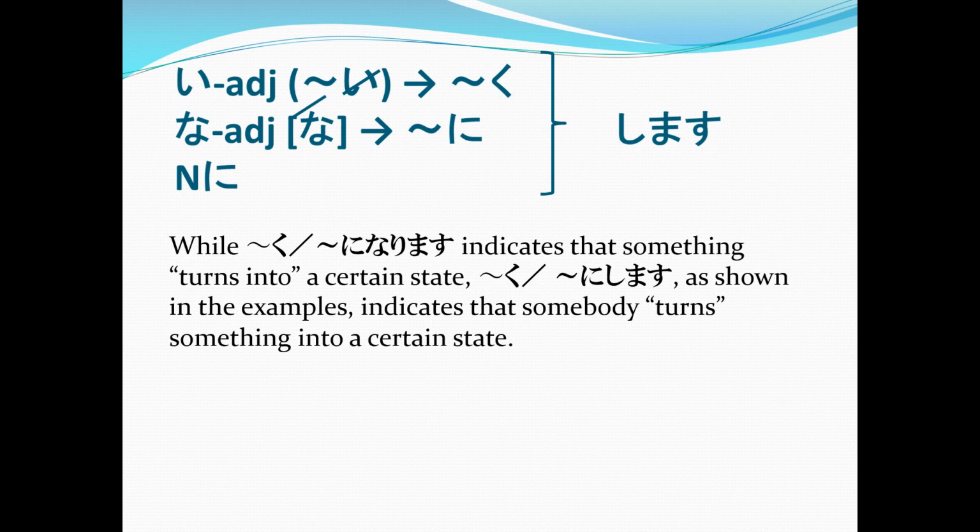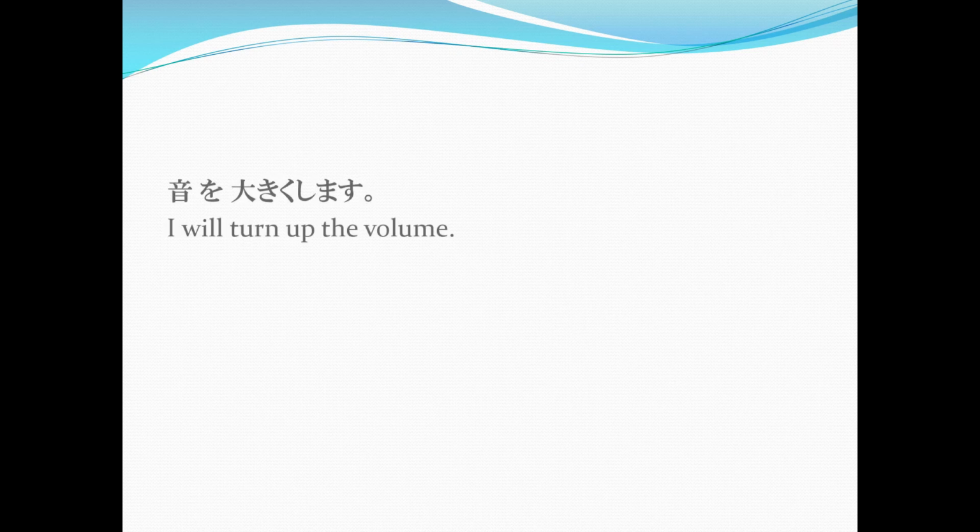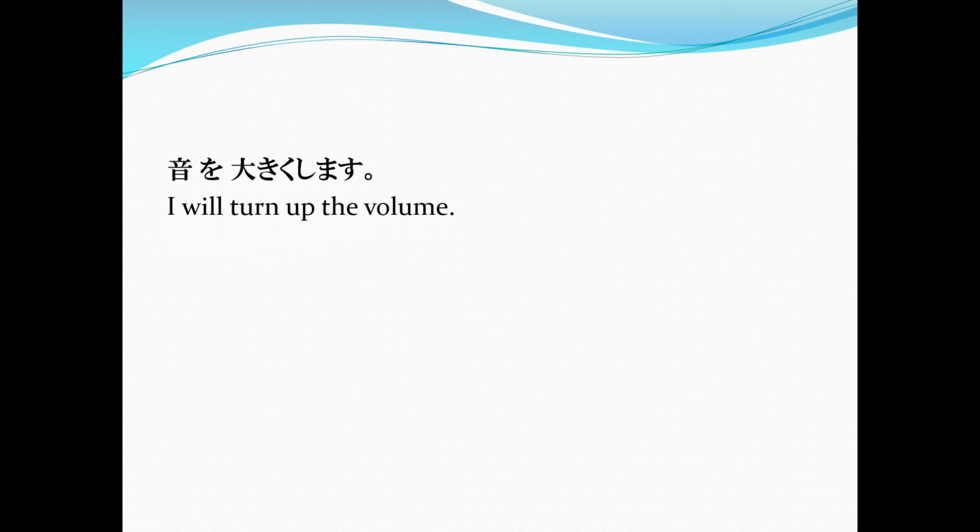So don't confuse this with lesson 19, okay? The ku or ni narimasu means something turned into a certain state. With ku ni shimasu, somebody turns something into a certain state. 覚えてね。Example. Oto wo okiku shimasu. I will turn up the volume.